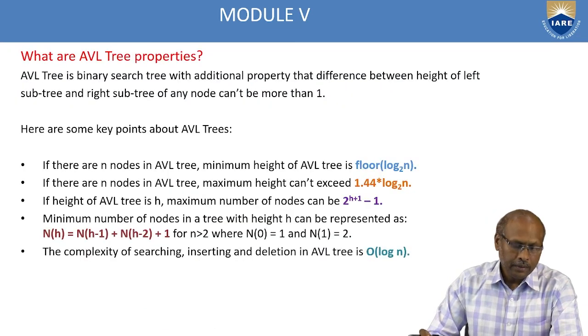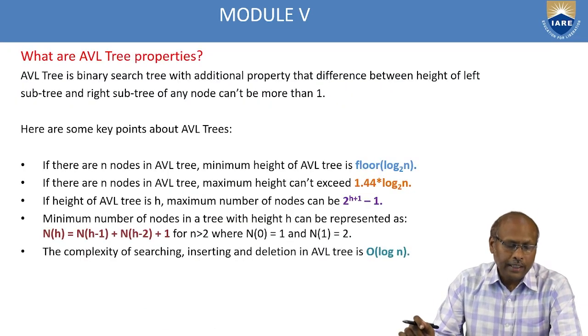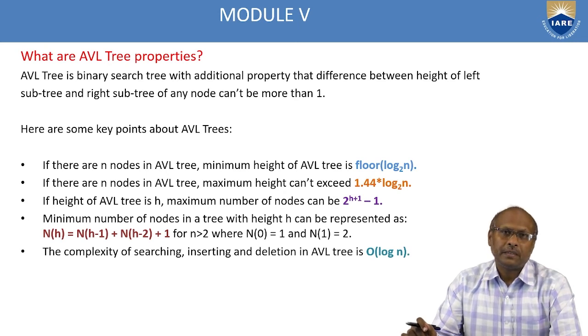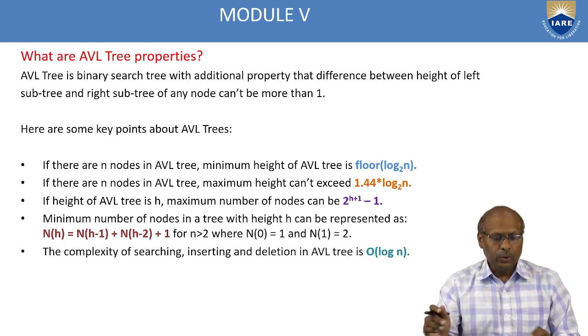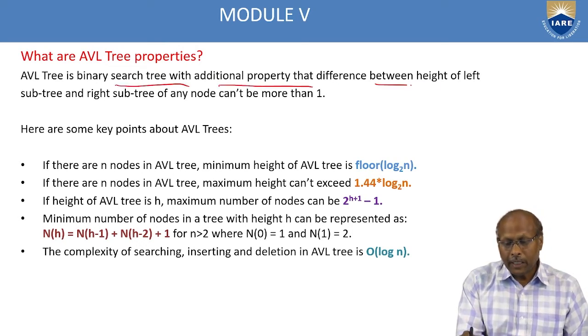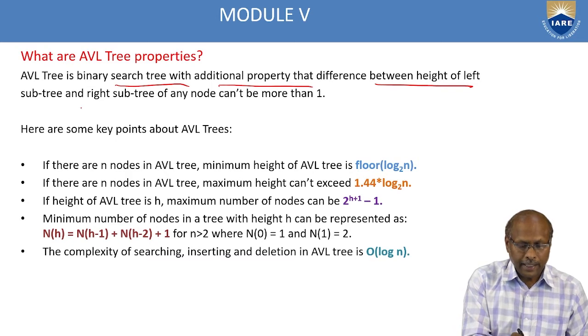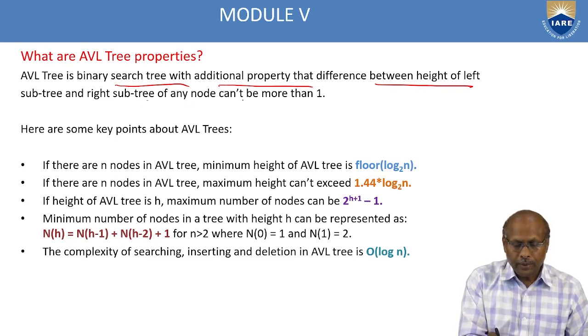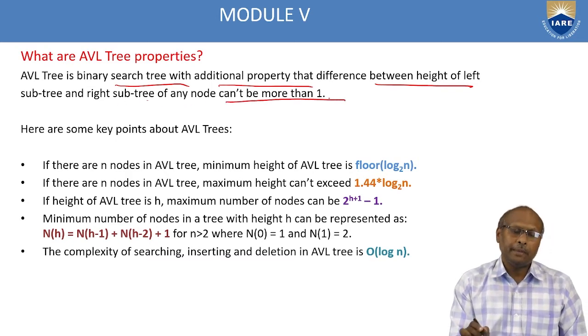Next question, they may ask: what are the AVL tree properties? Most of the time in exam, they will ask this question. So you should know the main property. Every AVL tree is a binary search tree with the additional property that the difference between the height of left subtree and right subtree of any node cannot be more than 1. This is the main one.